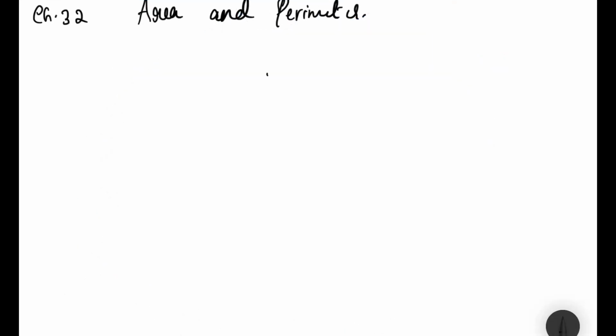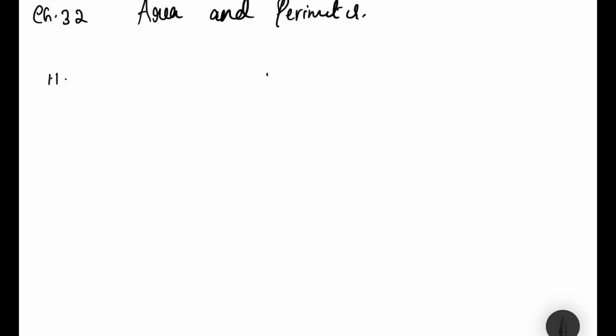Students, let us continue with chapter 32, area and perimeter. In our previous class we had started with exercise 32B. So today let us continue with exercise 32B. We had completed till the 10th question. Let us do the 11th question today.